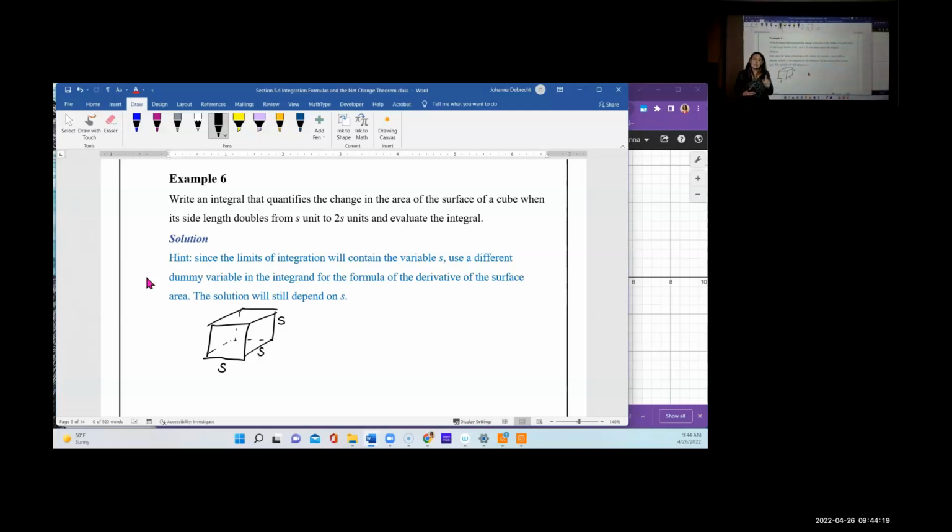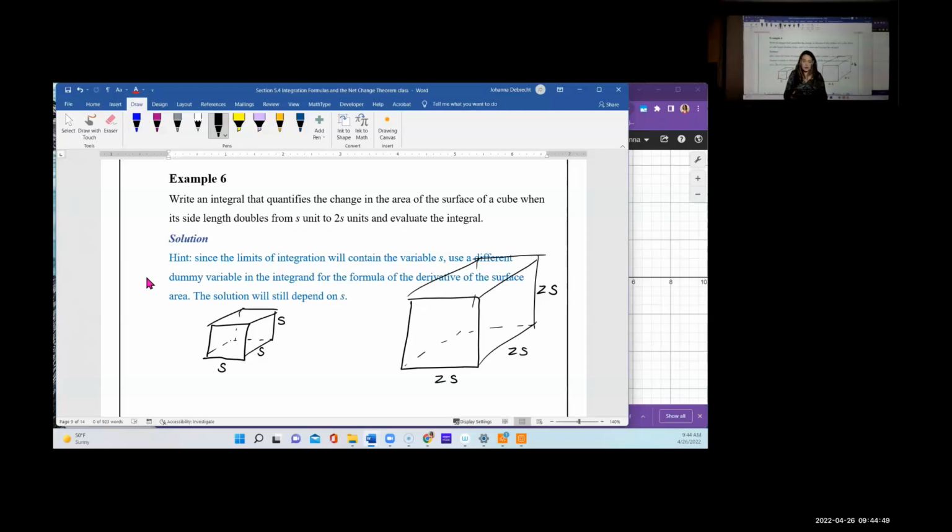But this time it doesn't give us a number. It just says it doubles. So our new one, of course, is going to be much larger, coming back like this. And this is 2S, 2S, and 2S. So our new cube is much larger. We want to know what is the net change in the surface area. So the first thing that we're going to do is write a formula for surface area, and we're going to look at the smaller cube.